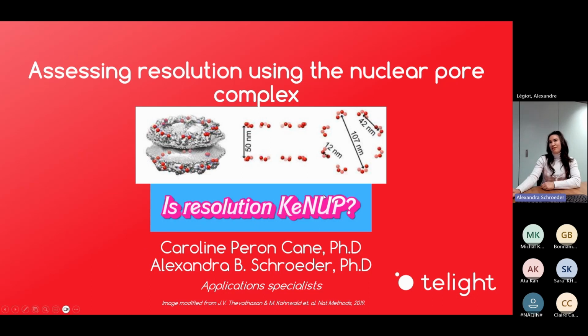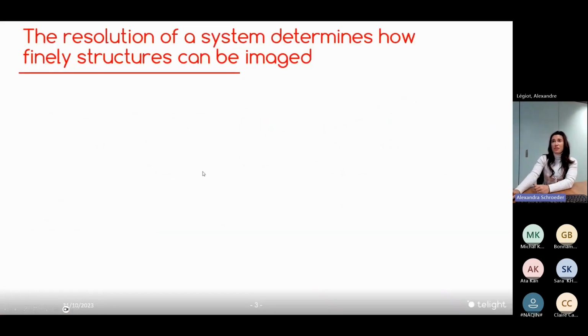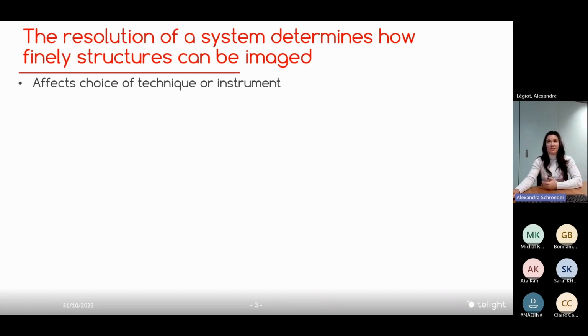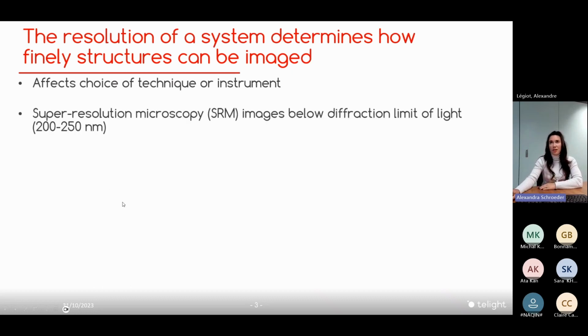So how do we get resolution of the NUP? First, it's important to think about how we define resolution, but why it's also really important. Understanding how finely we're able to see structures in an imaging system actually matters for our choice of instrumentation when it comes to the biological question at hand. So if our system is not able to get us to the resolution of the size of the object that we're interested in studying, it is not going to be a good choice.